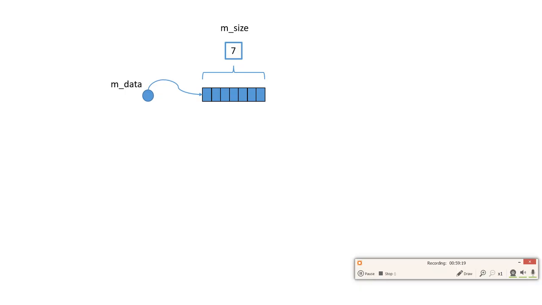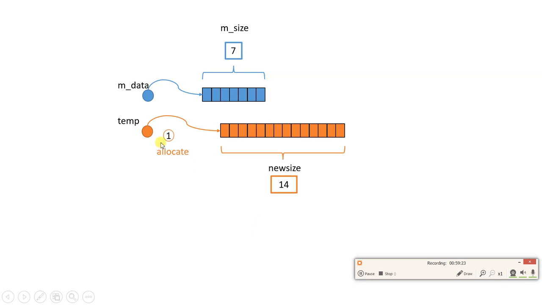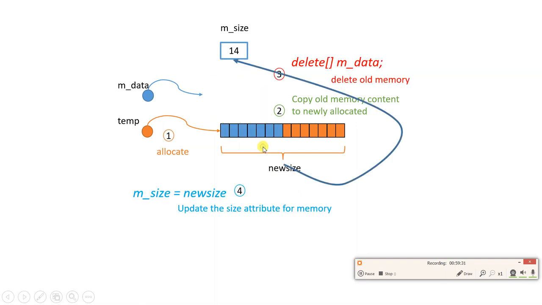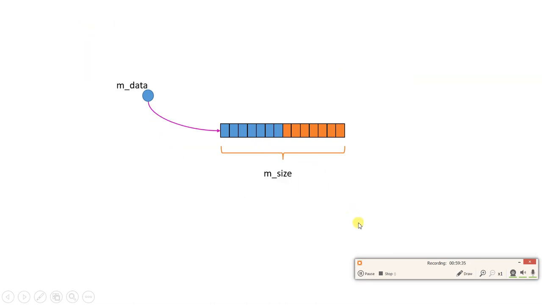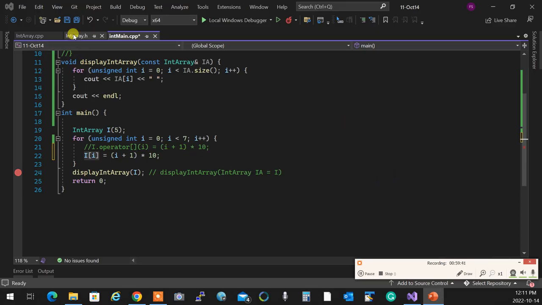I'm gonna actually write a function over here called resize, to give it a new size. So let's call this like this. I'm gonna say void resize unsigned new size. So I'm gonna create a function that resizes my array, a method.